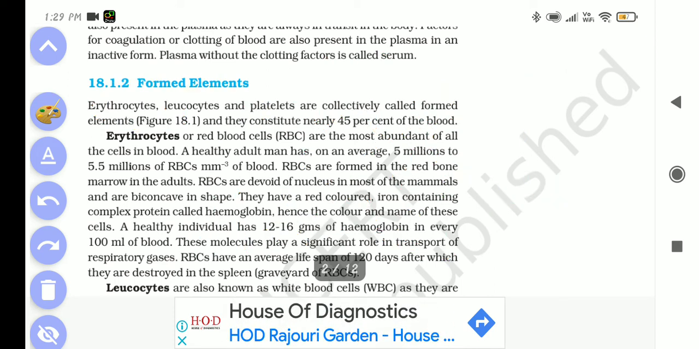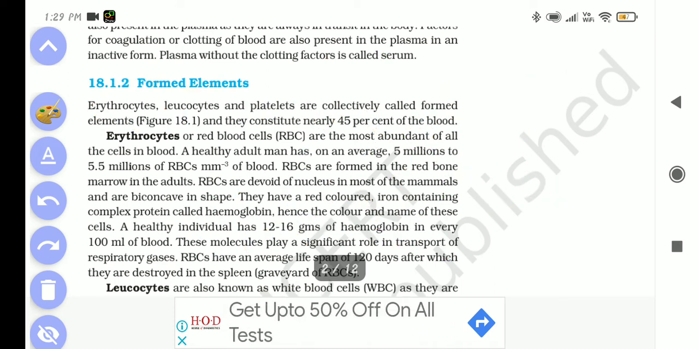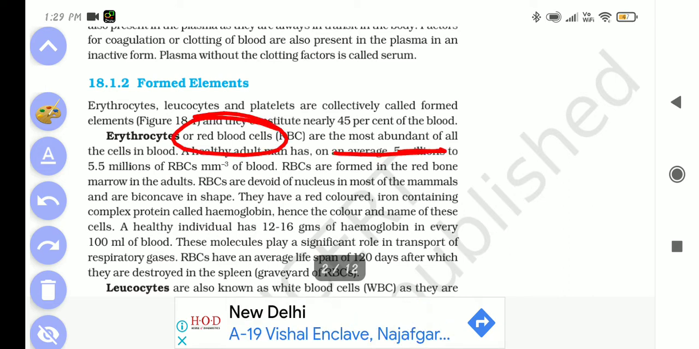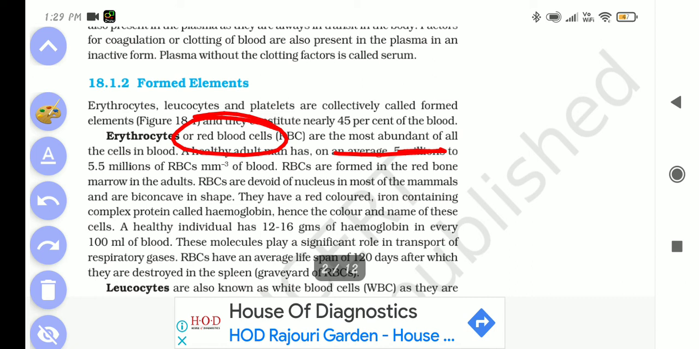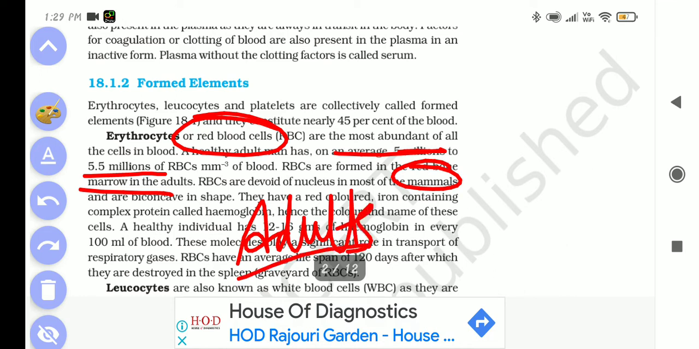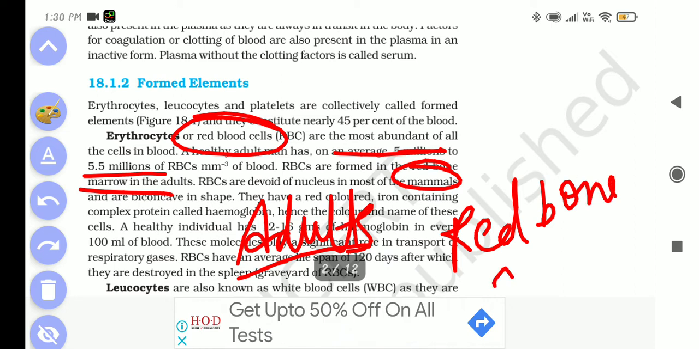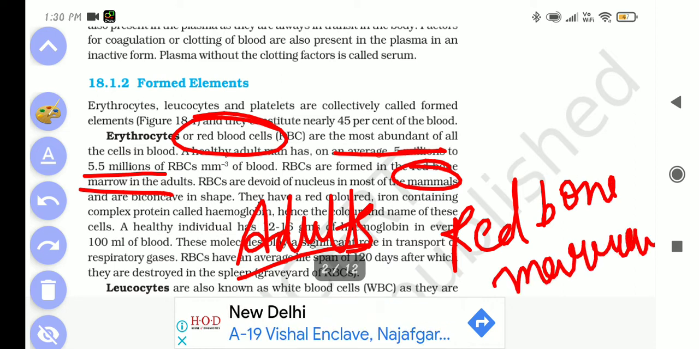Okay, and it is saying that erythrocytes are commonly known as RBCs, and this is the most abundant in our blood, and a healthy adult has about 5 million to 5.5 million RBCs. And RBCs are formed in the red bone marrow in the adults. Okay, these are formed in the red bone marrow in the adults.